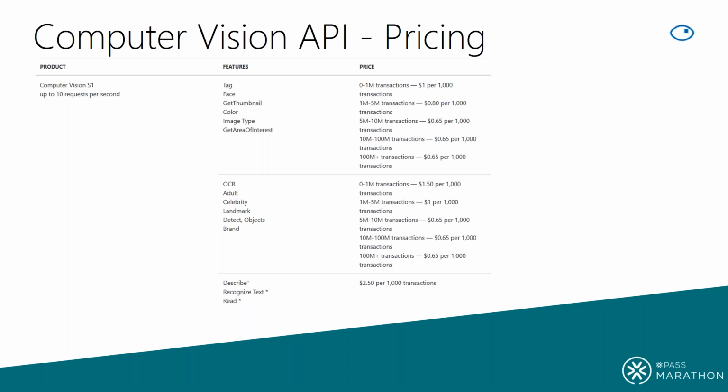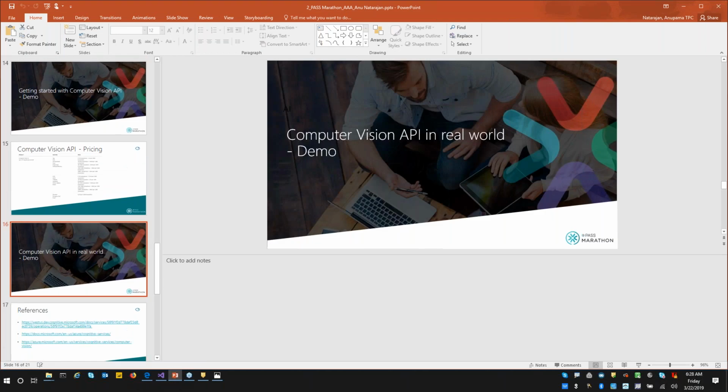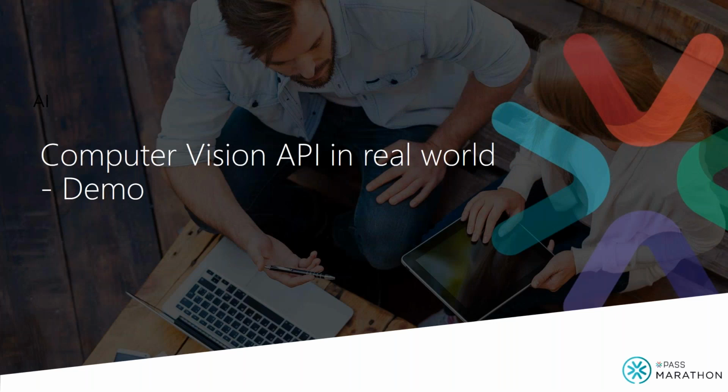Version 2.0 is still in preview, but I think it provides a bit of enhanced features when it comes to the OCR capability. And currently, this particular function can be used only for the English language in terms of detecting text in images. So without any further delay, let us quickly think about how to use the computer vision API in the real world, and what the different scenarios are where you can use it.